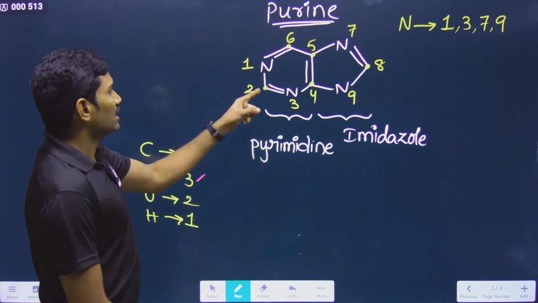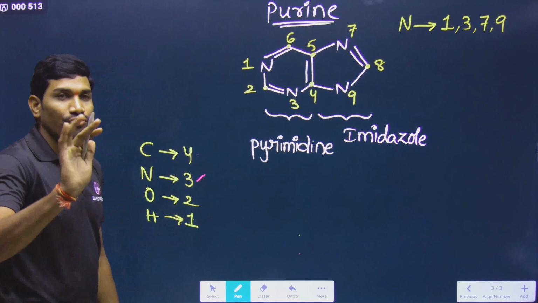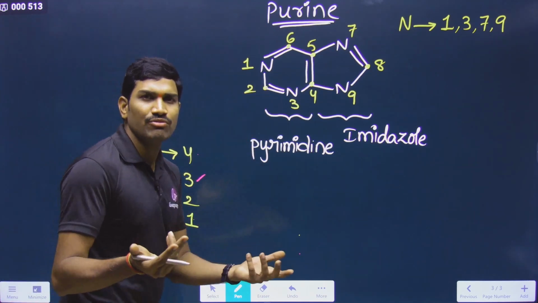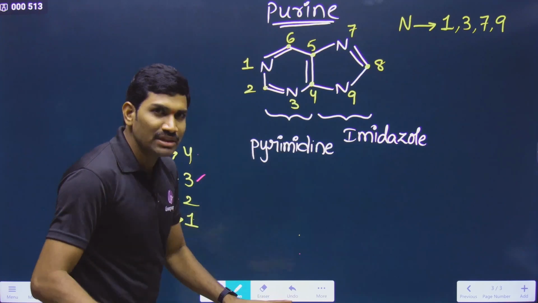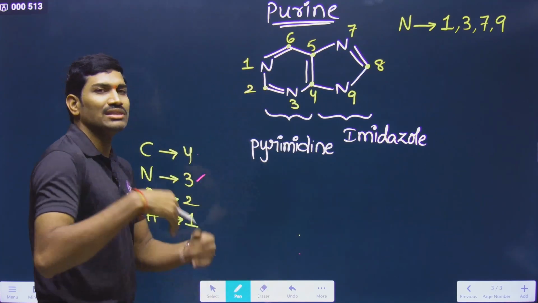Clear. Next one. Come to the second one. Second one is carbon. Carbon actually should have how many? 4. First bond, second, third bond. Only 3 bonds were mentioned. What about the fourth bond? If it is not mentioned, it means by default hydrogen will be present here. So the fourth bond will be with hydrogen.